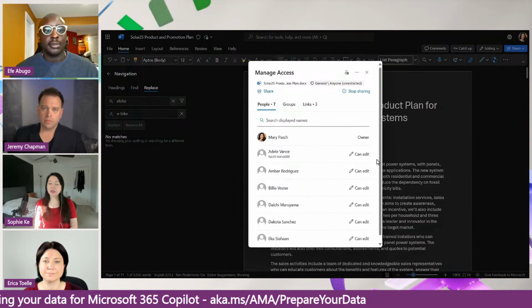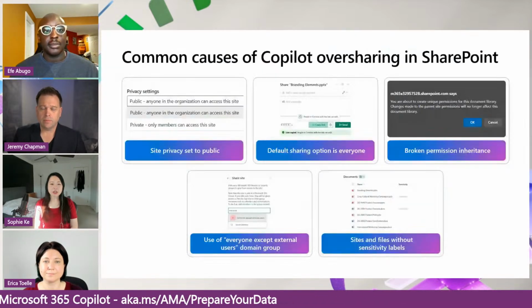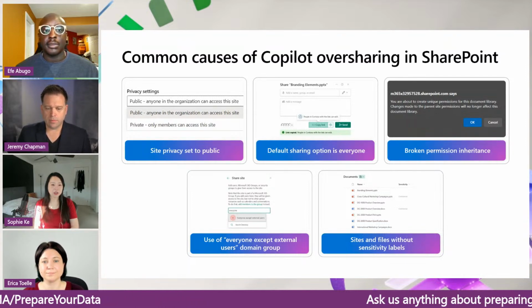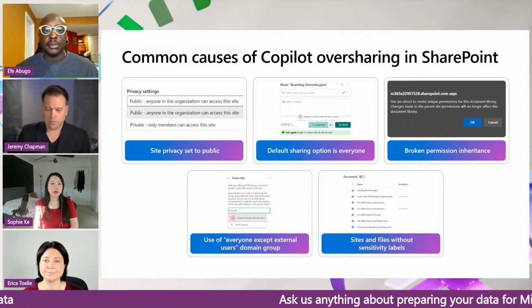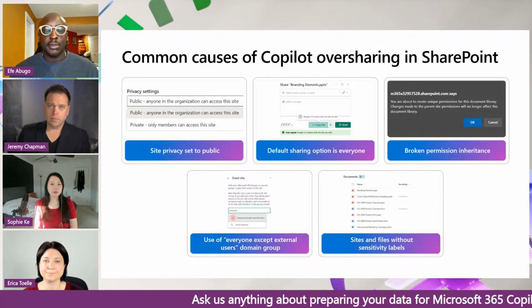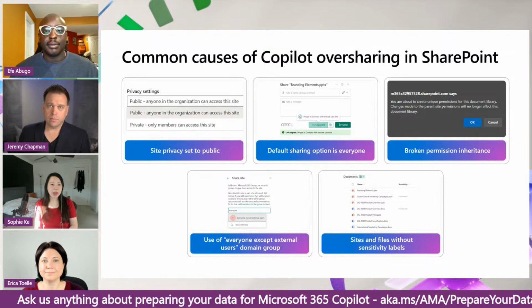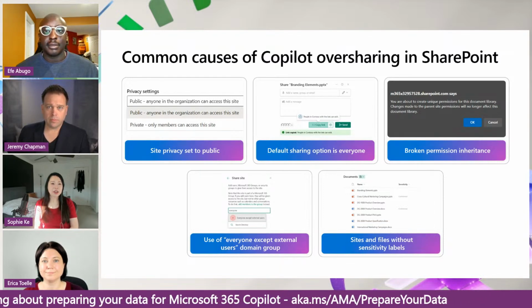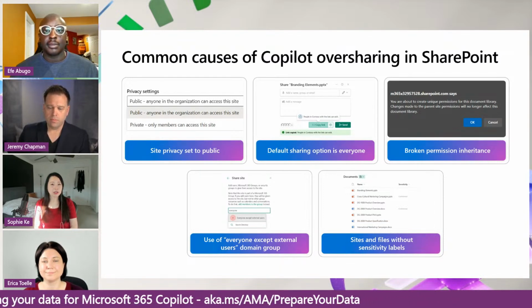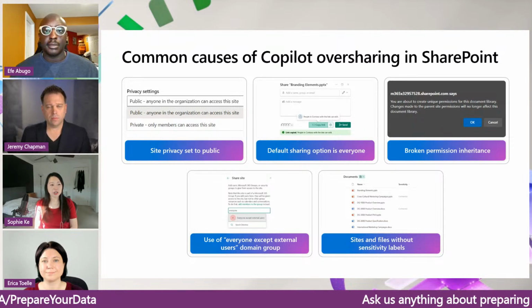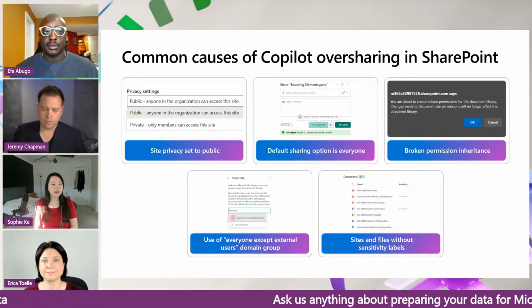So one of the other potential causes of oversharing is broken permission inheritance in your SharePoint site or library, meaning the permission that you've set on a library has broken from the parent, which is the site, meaning that if you update your permission on a site in the future, your library will still have that unique permission, which may cause oversharing in the future.